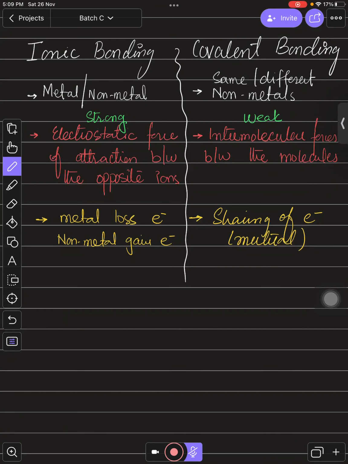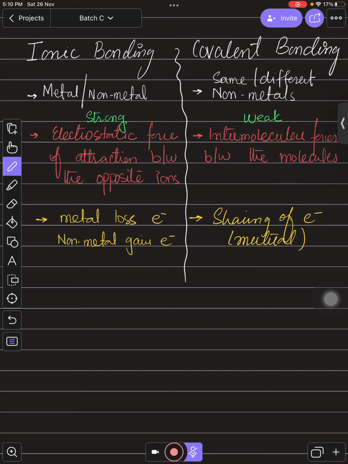Can anyone from your side repeat this? I just want Abir to repeat this. Abir, can you please repeat the difference between these two? Okay. Ionic bonding is between metals and non-metals, whereas covalent bonding is between the same or different non-metals. Yes, what does this mean? इसका क्या मतलब मैं समझूं अबीर? That covalent bonding cannot be between a metal and non-metal.